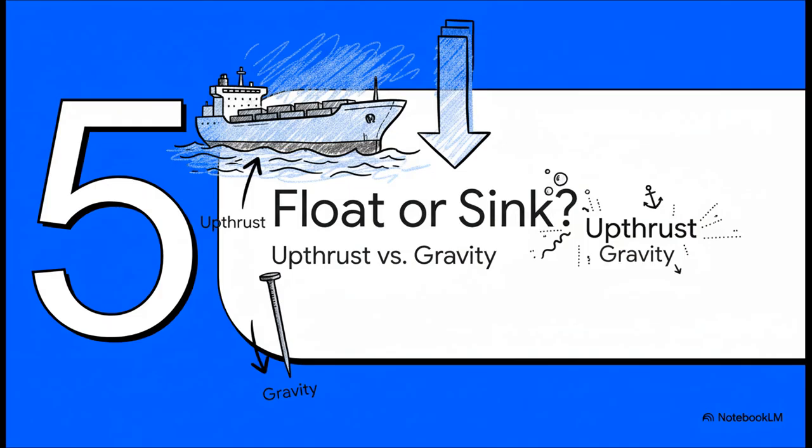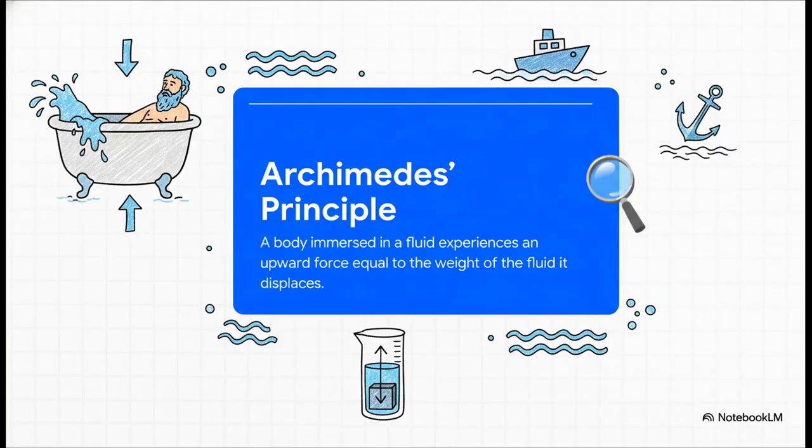Now for our next puzzle. Why does a gigantic ship made of tons and tons of iron float so easily, but a tiny little iron nail sinks straight to the bottom? Well, it all comes down to a battle between two forces, gravity, which is pulling down, and another secret force that's pushing up. And the hero of this upward force is Archimedes. You've probably heard the story of him shouting Eureka in his bathtub. He realized that when you put something in a fluid, like water, the water actually pushes back with an upward force. We call this force buoyancy. It's like the water is trying to lift the object up to help it out.